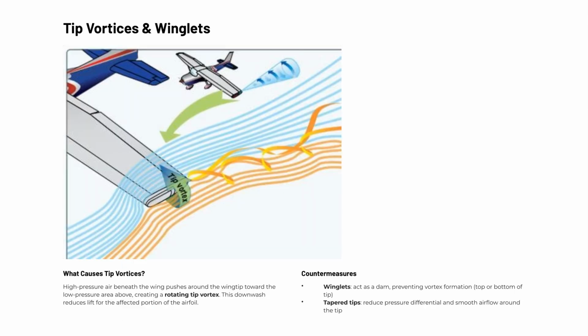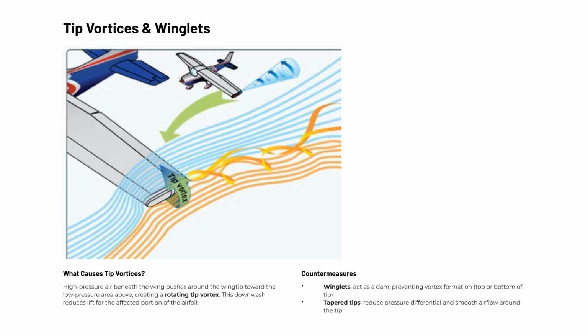At the tip of every wing, something unavoidable happens. The high-pressure air beneath the wing doesn't just stay put. It curls upward and around the wingtip toward the lower pressure region above, forming a rotating mass of air we call a tip vortex. This spiraling airflow creates downwash, which effectively tilts the local lift vector rearward, reducing the net upward lift generated by that portion of the wing. The result is increased induced drag and a measurable loss of aerodynamic efficiency.